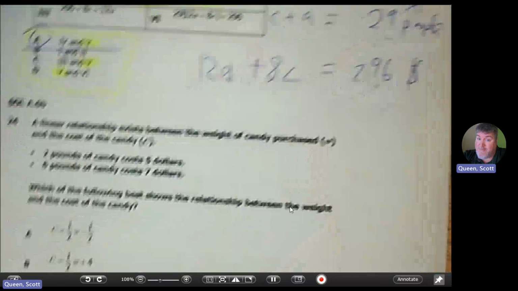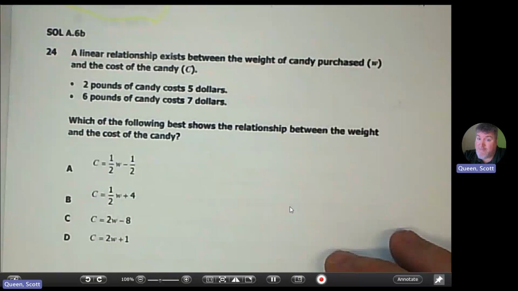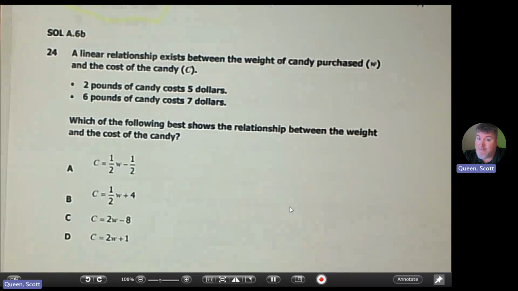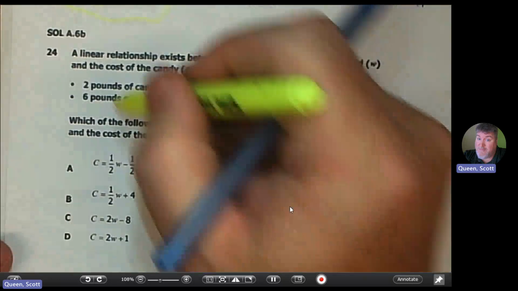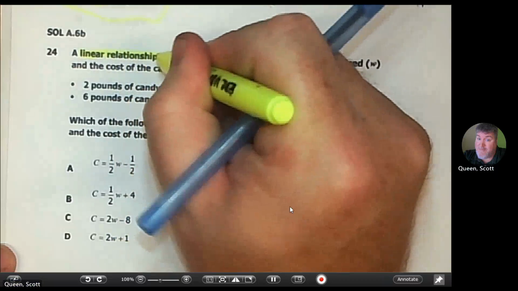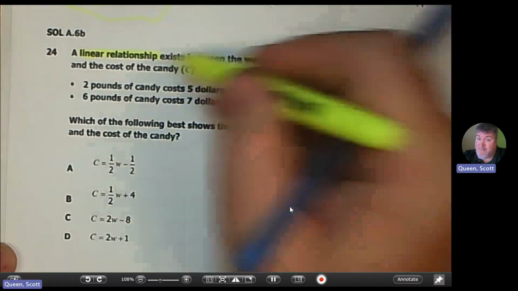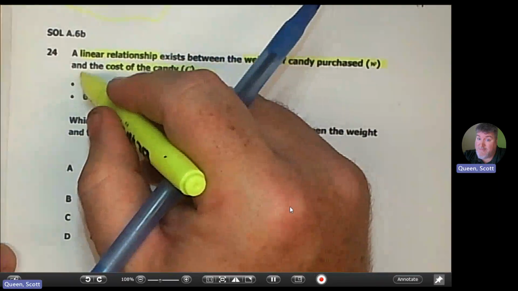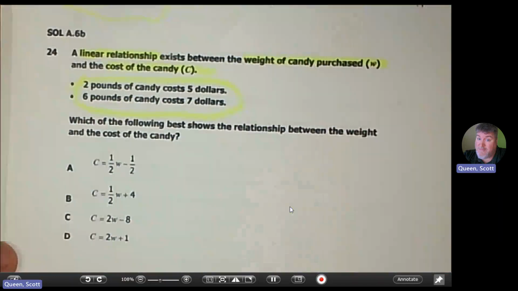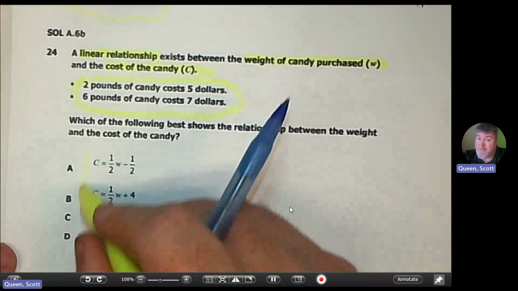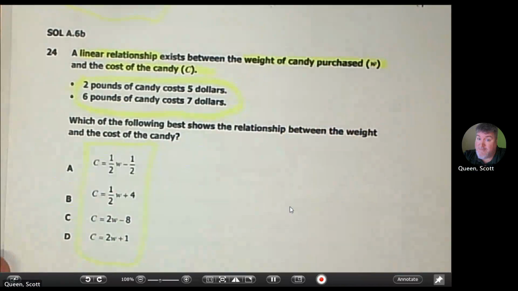24 is a little more challenging, and I would say it probably scared some people, but it's not that bad. You got to think about what one specific term here means. 24, lots of words I don't care about, except for I care about this linear relationship. I care about weight of candy purchased and cost of candy. And then, of course, we have these two sets right here. And then also look at our answers. What do they all have in common? Look at the answers. What do they look like? They're all solved for the same variable.